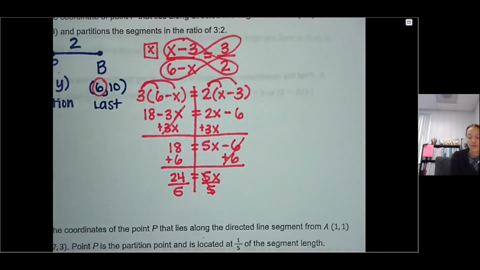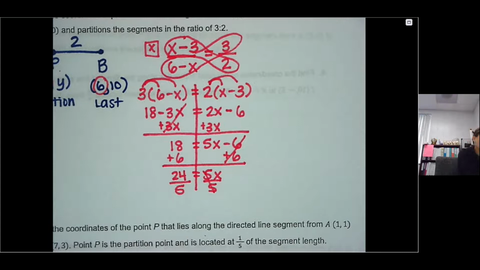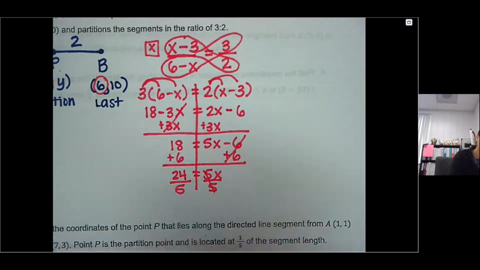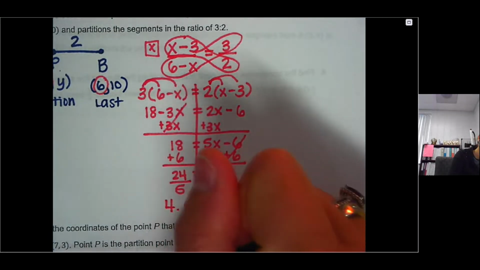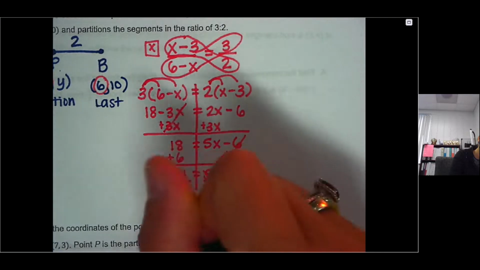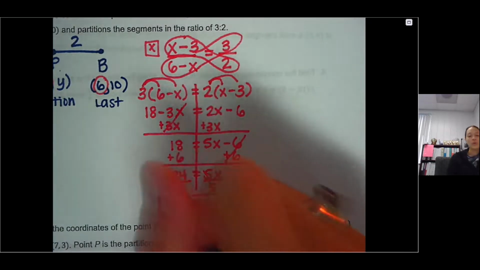I don't know what that is off the top of my head. 4 point something, 4.7, 4 point... What is it? 4.8. Okay. So your X value is 4.8. Whew.